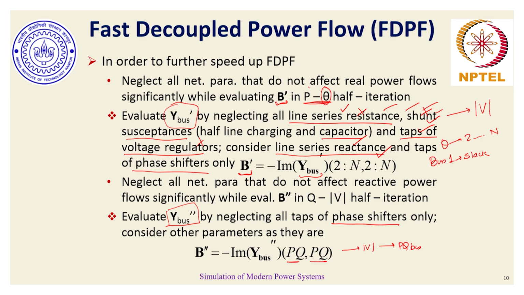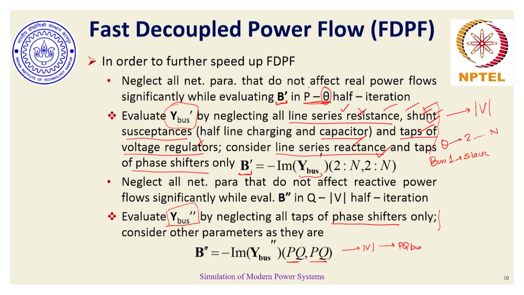So Y bus double dash and Y bus dash are two different Y buses. Their evaluations follow a similar procedure, but for a given power network, given that the lines would have resistances and reactances, considering the presence of the respective elements as discussed here and here, the corresponding B dash and B double dash matrices are going to be different.